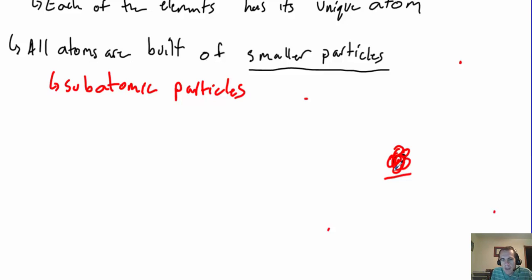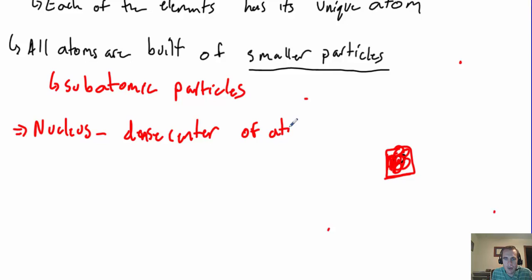So atoms are very small. Most of their space is occupied by electrons flying around the outside, but most of the mass of the atom is in this dense, tiny center called the nucleus. And the nucleus actually contains protons and neutrons. So nucleus, this is a word we should know. Nucleus is the dense center of an atom.